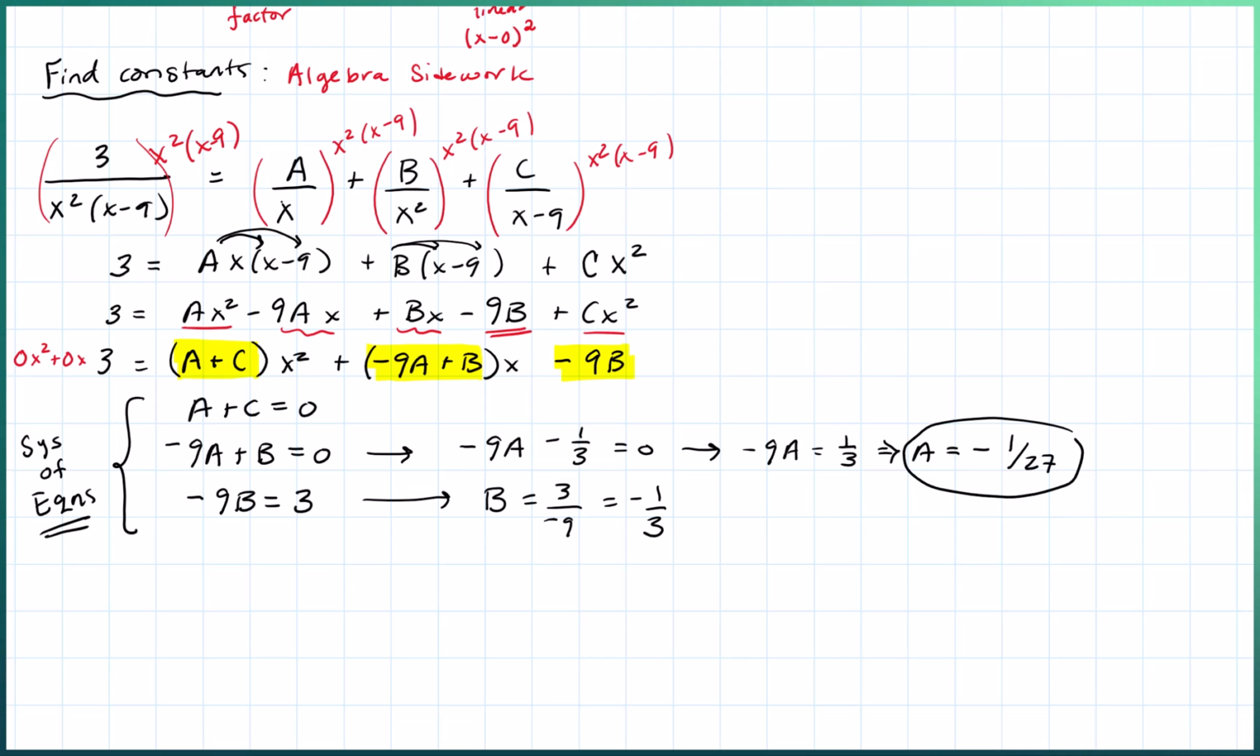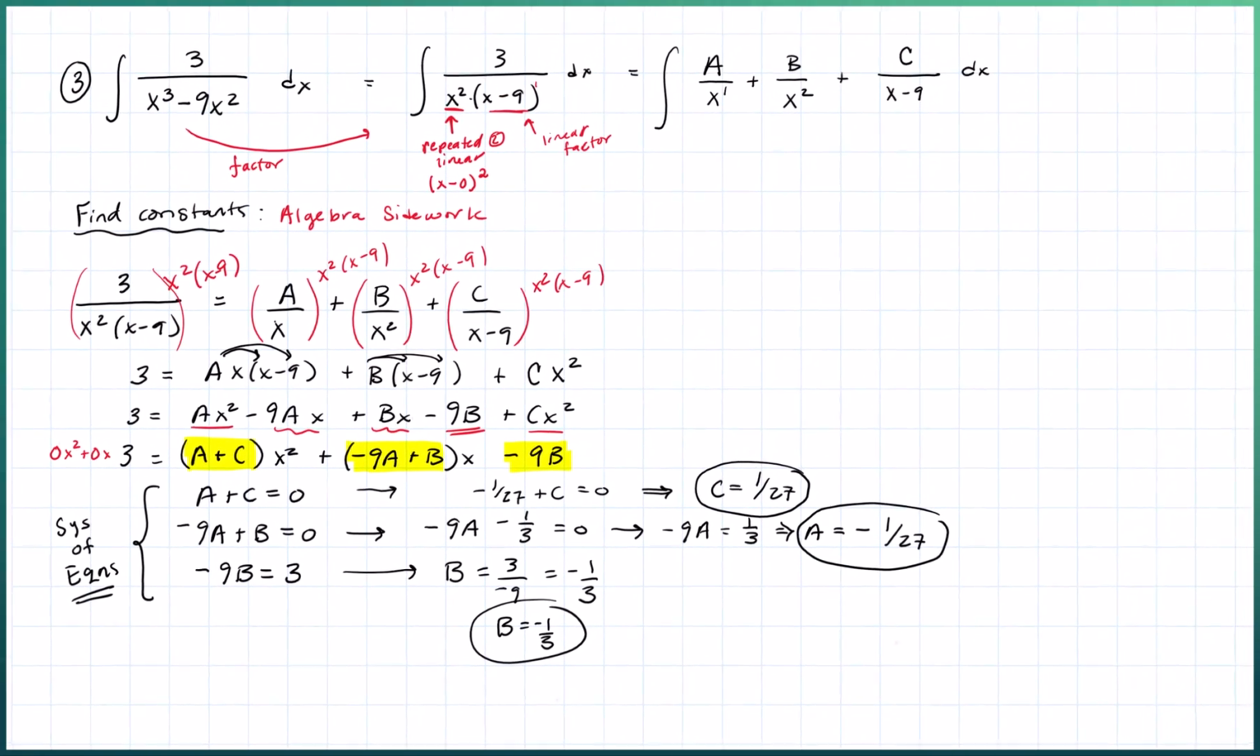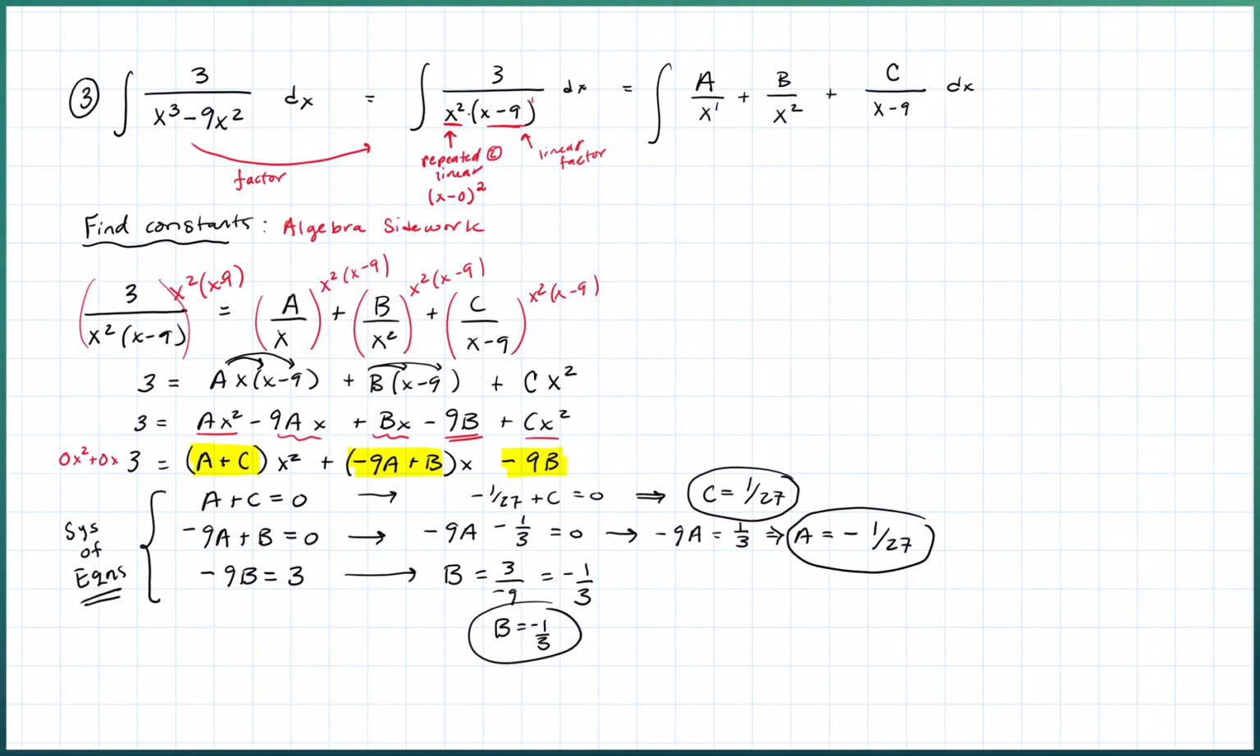So we've got a, we've got b was negative 1/3. Now we just need to find c, and I'm going to squeeze it in right there. So a is negative 1 over 27 plus c equals 0. So that would mean that c is equal to positive 1 over 27. And I have found my 3 constants to plug into my integral. And I will do that.